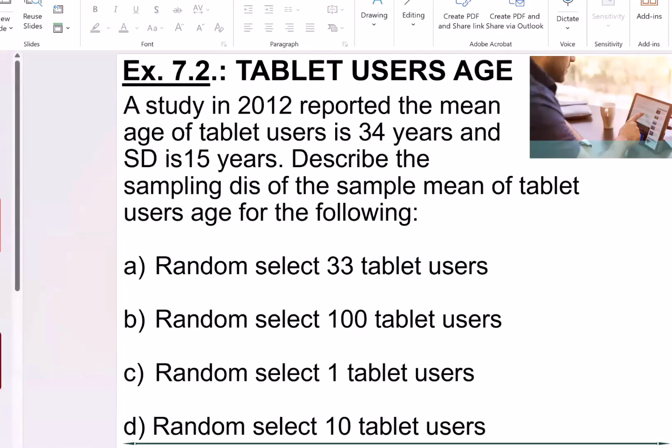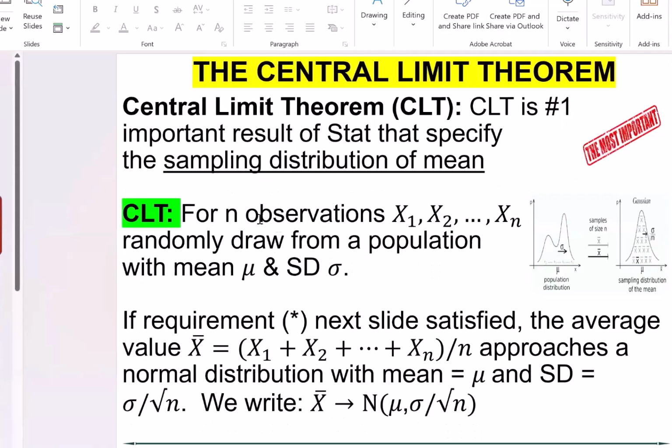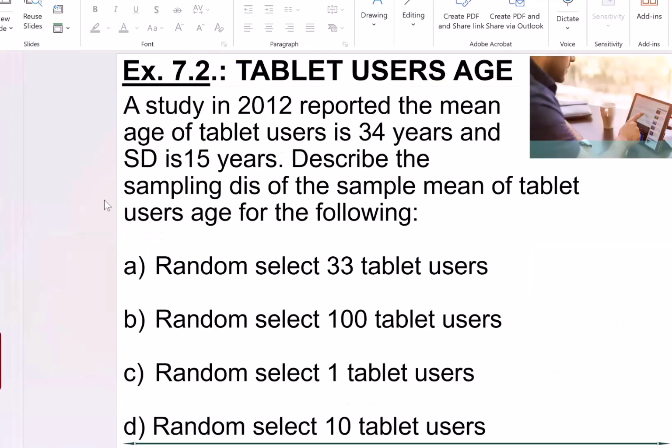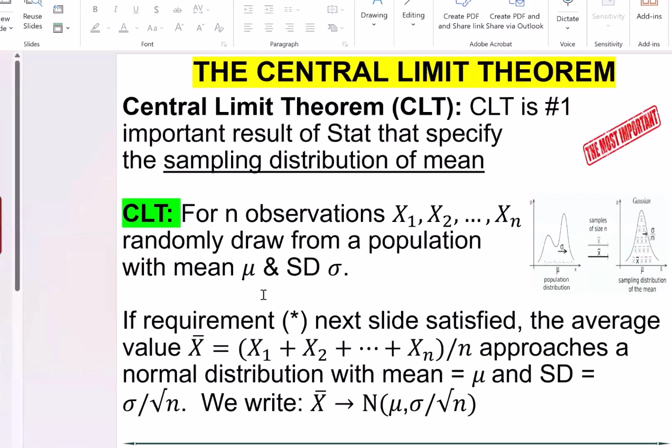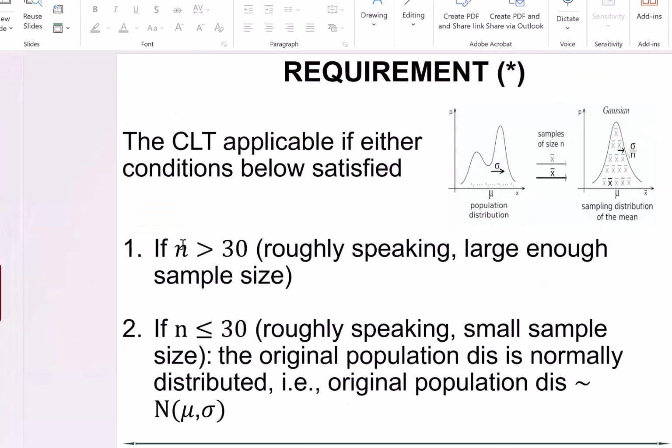So let's look at the central limit theorem. What does it say? If you have n observations, in this case for part A we have n equals 33, x1, x2 to x33, randomly drawn from a population with mean mu and standard deviation sigma. In this case, our mean mu is 34 and sigma is 15. Then, if requirement star is satisfied, what is requirement star? If n is greater than 30. In our case, n is bigger than 30 because n is 33 for part A, so the central limit theorem is applicable because we have one condition satisfied. We don't need to check the other condition.